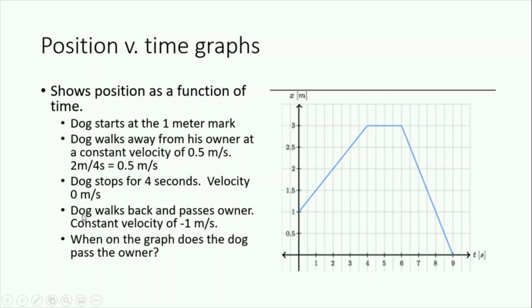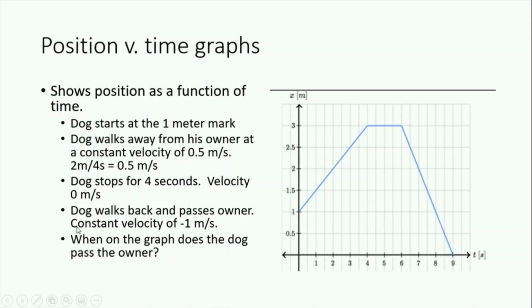Then right below it, the dog on the next part walks backwards. He's walking back towards where his owner was. So he's at 3 meters. He walks back as time goes by. And down here, right when he gets to 1 meter, that would be where he's even with his owner again. And then he doesn't come right back to him. He just goes back past his owner.